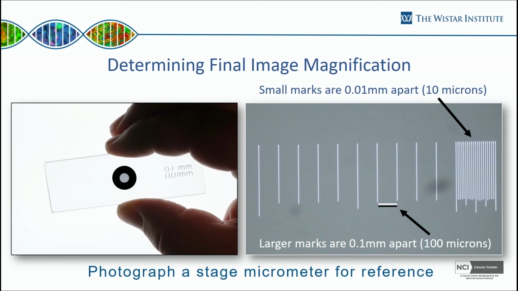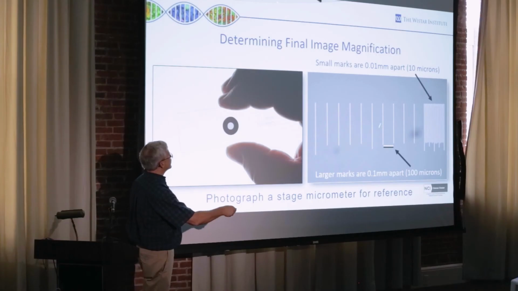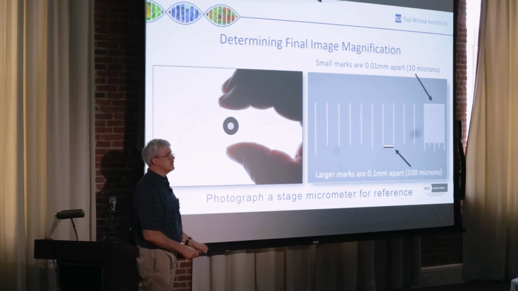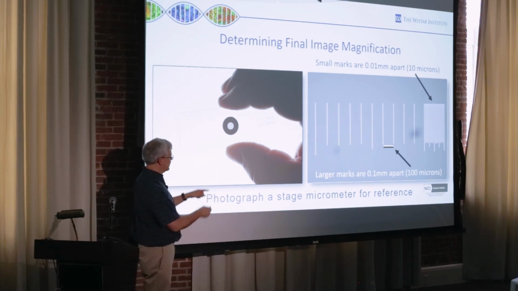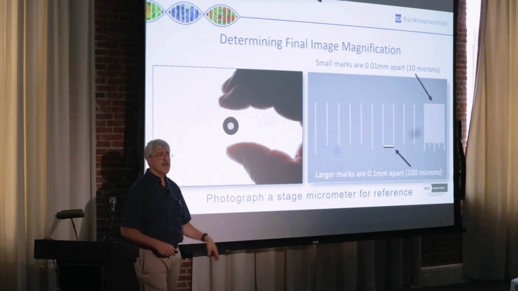Hey, scientific photography, scales everything, right? So you have a stage micrometer, and it's got graduations so that the small marks here are 100 micron intervals, and these are 10 micron intervals, and you can go bigger than that as well. I think it's 2 millimeters total. But that's how you do it.